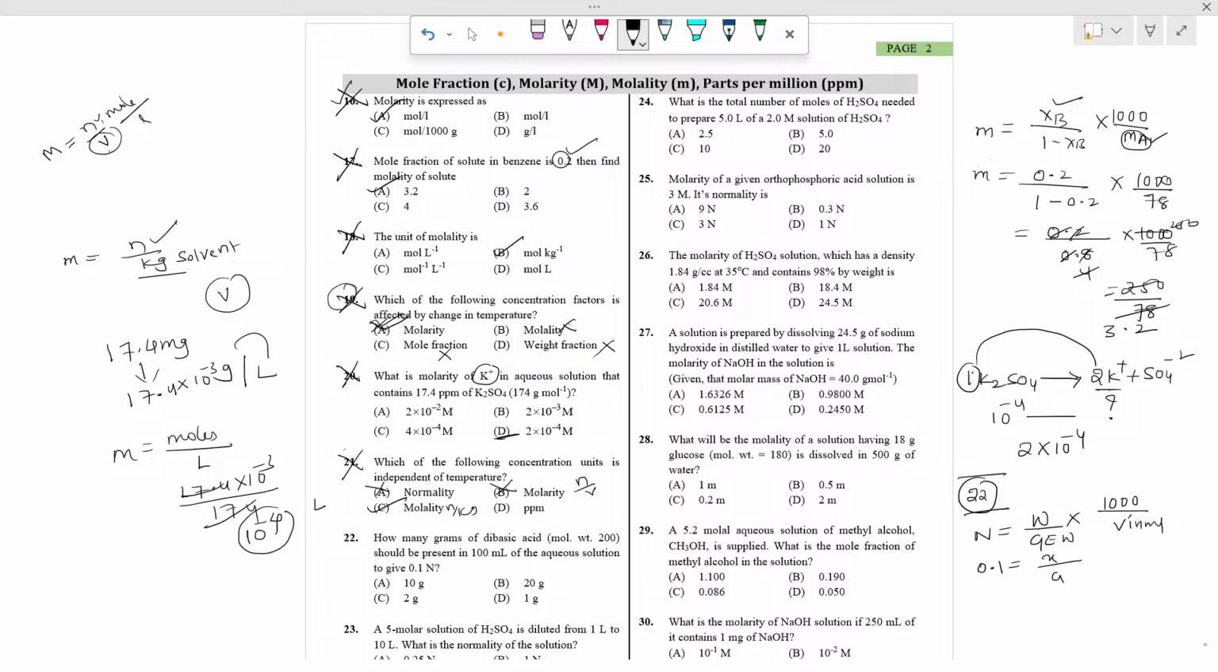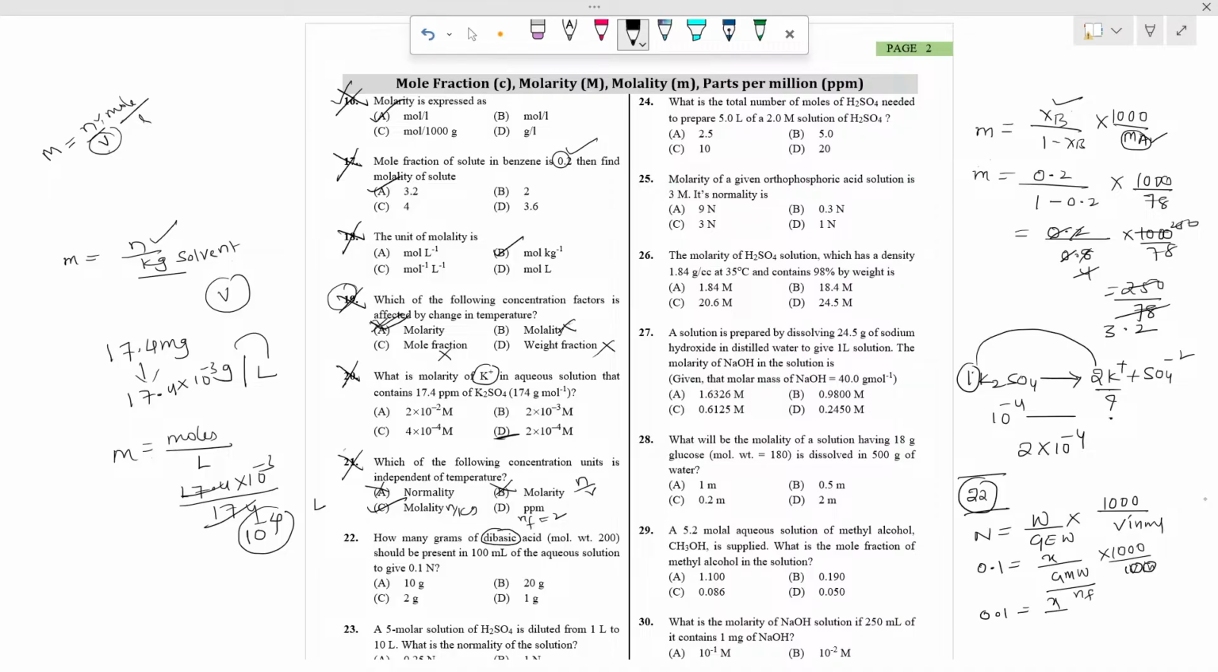Gram equivalent weight means gram molecular weight upon n factor, right? Again 1000 upon V in ml. Volume is how much? They have given 100 ml, so you can take 100 here in place of V. Now you see clearly, they are saying dibasic acid. Dibasic acid means n factor is how much? N factor is 2, because a dibasic acid will release 2 protons.